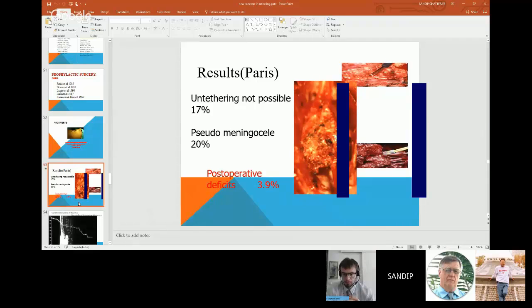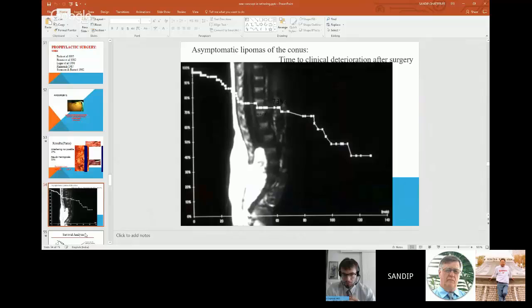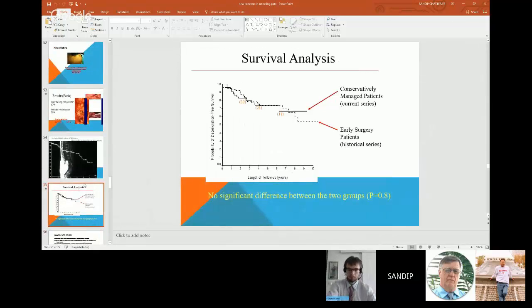They've gone on further to prove that in almost a fifth of their patients, untethering was not possible completely, and that 20% of their patients developed problems like pseudomeningocele after surgery. And this is the famous graph from the Paris study, which showed that the time to clinical deterioration after surgery seemed to be almost worse than the natural history of patients managed conservatively. So the conservative versus the surgery patients did not seem to show a significant difference in the two groups. And this led the Paris pediatric neurosurgeons to suggest, particularly in lipomas of the conus, there was no justification in operating on patients who were asymptomatic.